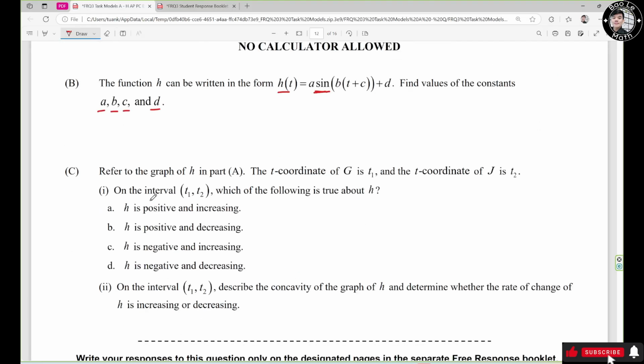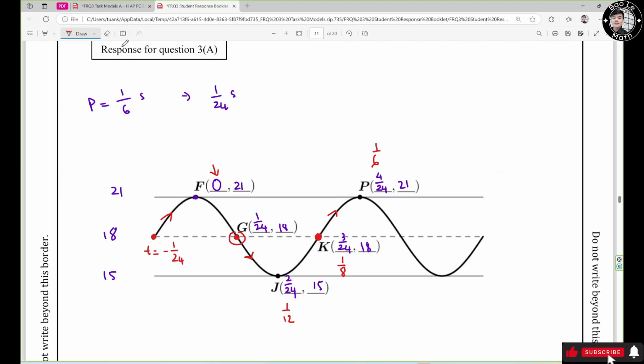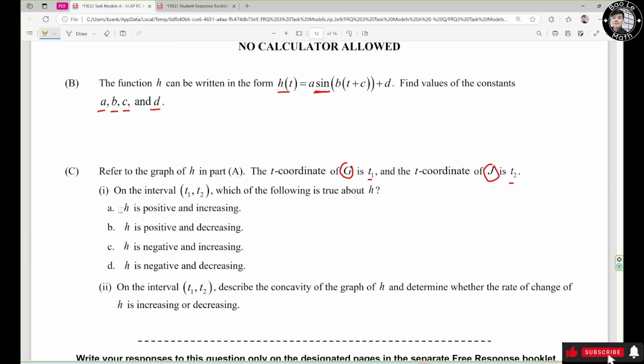Now let's move on to question C. Now we need to look at the point G and point J and the coordinate T1 to T2, right? Point G to point J is going to be this interval right here. Alright, within this interval, the y values right here are positive, right? So if the y value is positive, the function is positive, right? And then the graph of the function is decreasing because it's going down, right? So right here, it should be positive and decreasing. The answer must be B, right?